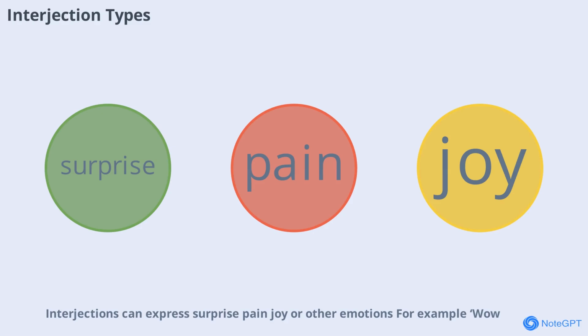Interjections can express surprise, pain, joy, or other emotions. For example, wow shows surprise, ouch shows pain, and yay shows happiness. Using the right interjection helps you show exactly how you feel.